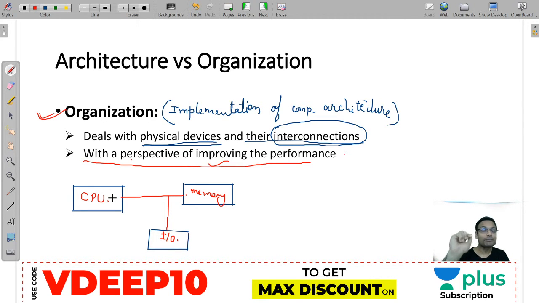And another thing, if an IO device wants to access memory directly, can we improve the performance here? Yes, you know the answer. We can improve the performance by using the DMA technique, direct memory access technique. So organization says that we are implementing the actual architecture's concepts into devices. We are implementing the CPU, the memory, the IO, the interaction between all those devices. And at last, most important point, while they are communicating, we are improving the performance also.